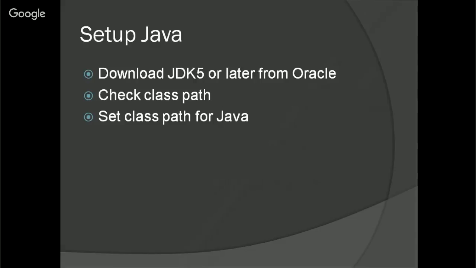I mean to say, if you want to start programming for Android, you need to know how to set up the class path, how to initialize the environment of Java. That gives you the setting up environment. Download and install JDK 5 or later from oracle.com or from any other providers. Check for the class path, set the class path for Java, and make your system ready for programming with Java, so that you can set up the environment for your Android successfully.